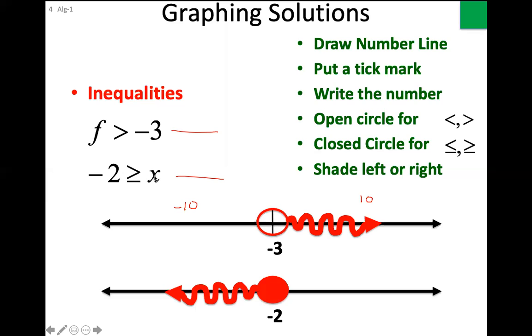As we read this from variable to number, x is smaller or equal to -2. So the numbers that are smaller or equal to -2 live to the left of -2 on a number line. So for instance, -3, -4, -5. And then anything to the right, bigger, 0 is bigger than -2, would make this false. 0 is not smaller or equal to -2. All right, any questions?